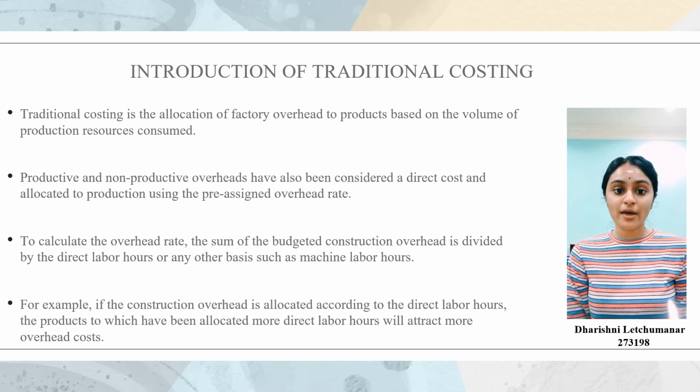Therefore, according to their production costs, some products have a more significant share in allocating the overhead. For example, if the construction overhead is allocated according to the direct labor hours, the products which have been allocated more direct labor hours will attract more overhead costs.